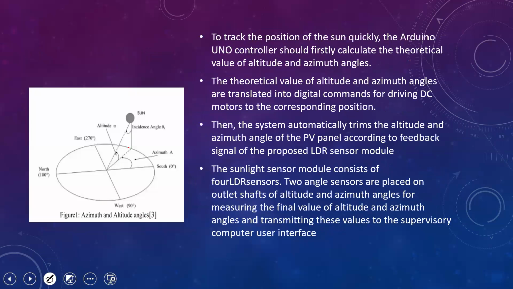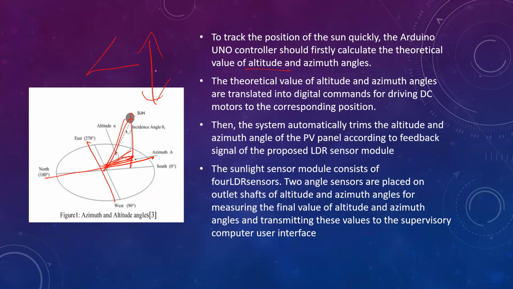As we can see in this diagram, the azimuthal angle is calculated with respect to the angle of the sun based on the directions. To track the position of the sun quickly, the Arduino Uno controller should first calculate the theoretical values of altitude, that is height, and azimuthal angle. These theoretical values are translated into digital commands for driving the DC motors to the corresponding positions. That is, with respect to the angle, the DC motor shifts the panel to any position required.